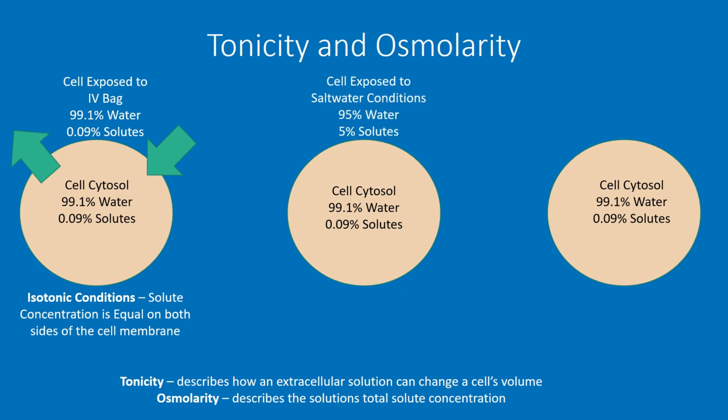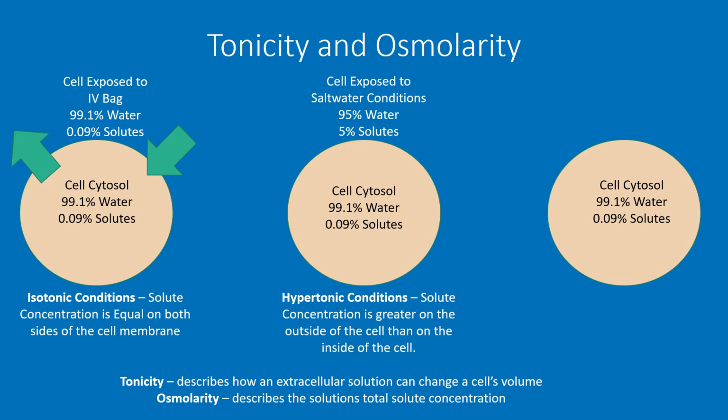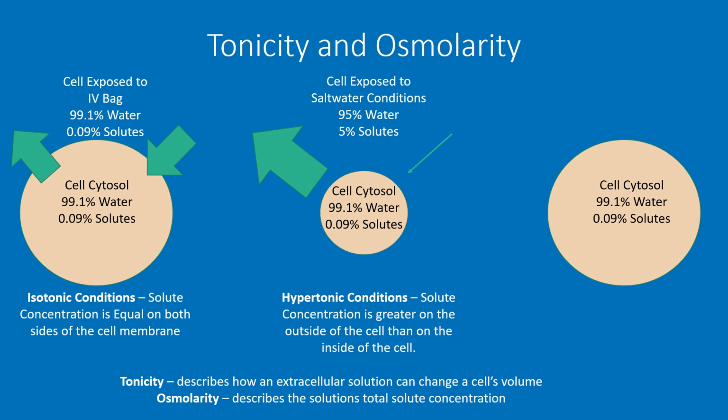In hypertonic conditions, cells are exposed to extracellular fluid that has a higher solute concentration than the cytosol. Since equilibrium must occur, the cell loses water to the surrounding environment and shrivels as a result. This can lead to dehydration and loss of diffusion of solutes across membranes.